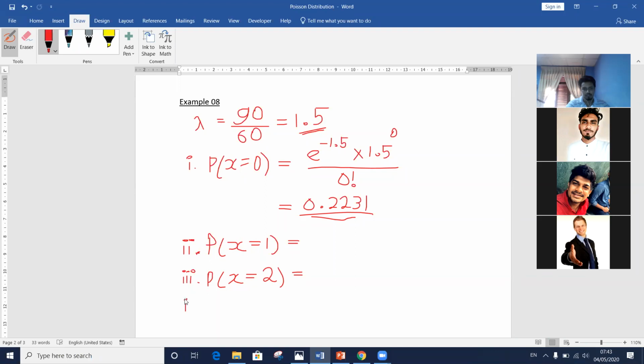Part 4, probability of getting exactly 3 calls per minute.